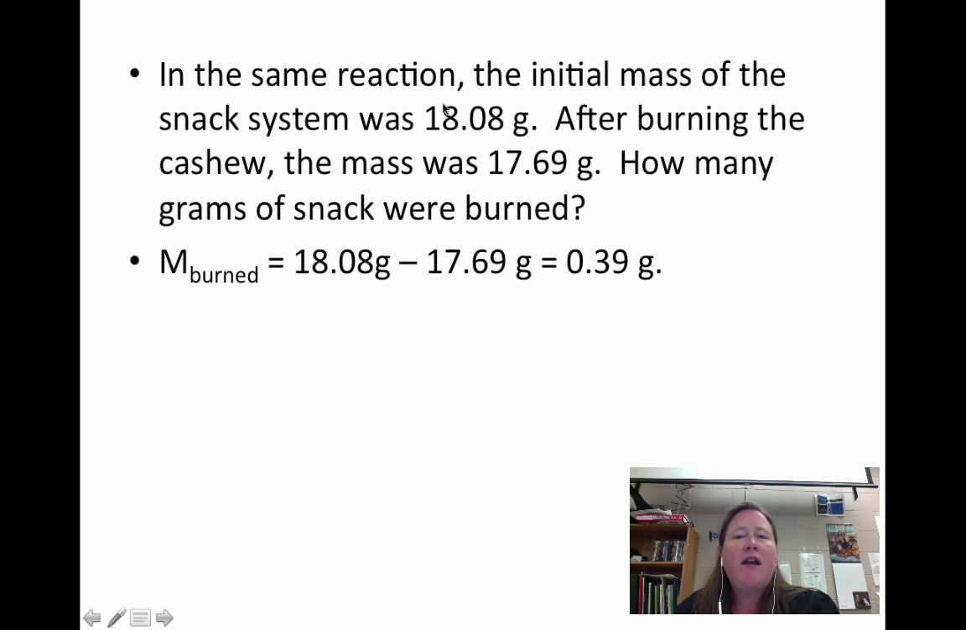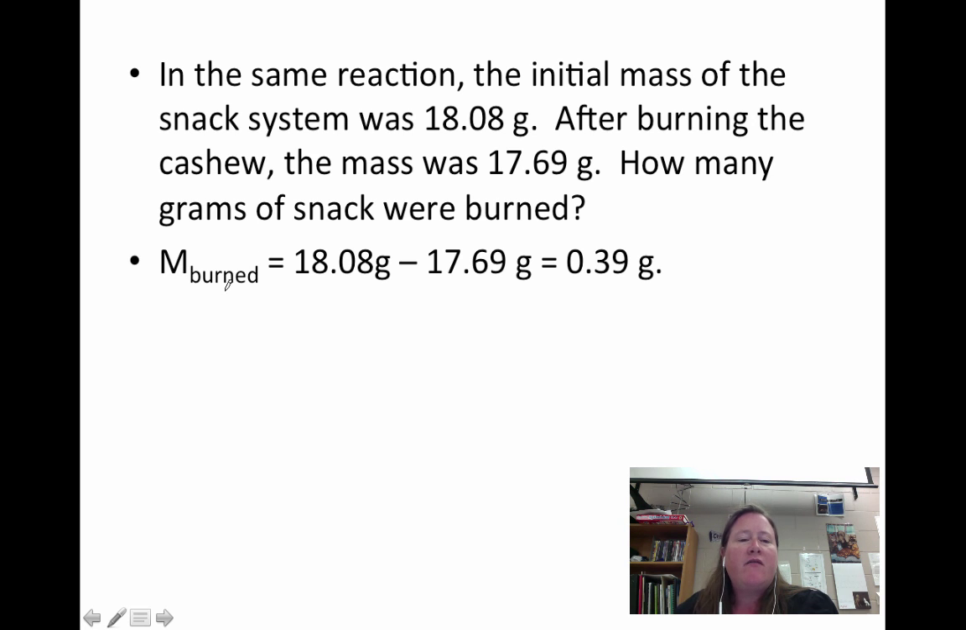So in the same reaction, the initial mass of the snack system was 18.08 grams. After burning the cashew, the mass was 17.69 grams. How many grams of the snack were burned?